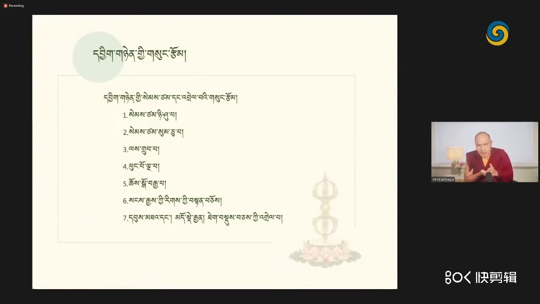And then later, in the 20 verses, there is the root text by Vasubandhu and a commentary by Vasubandhu. Now, in the latter part of his life, the last text that he wrote was the 30 verses of the mind only.